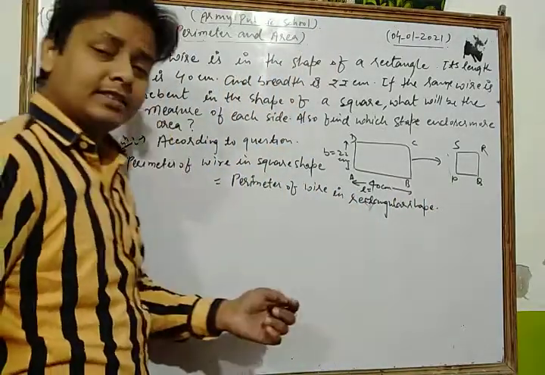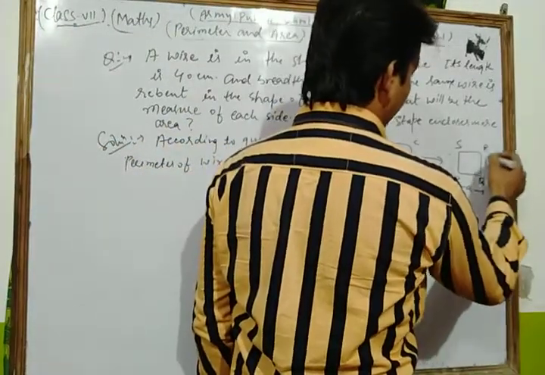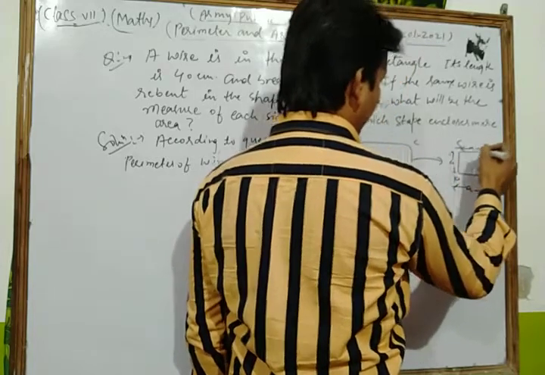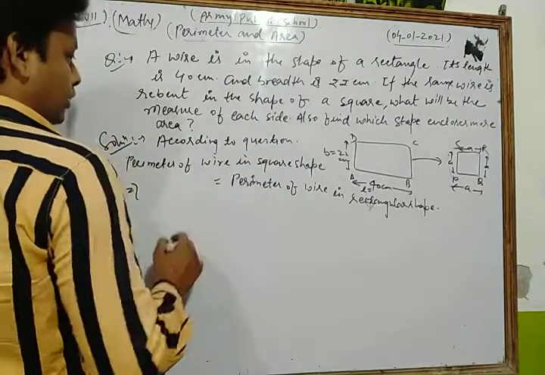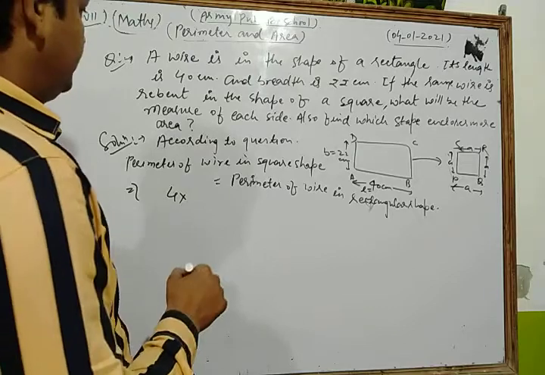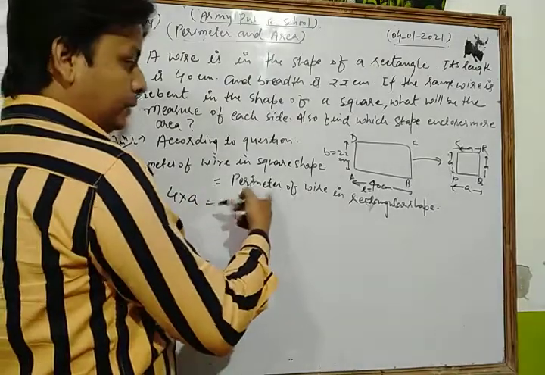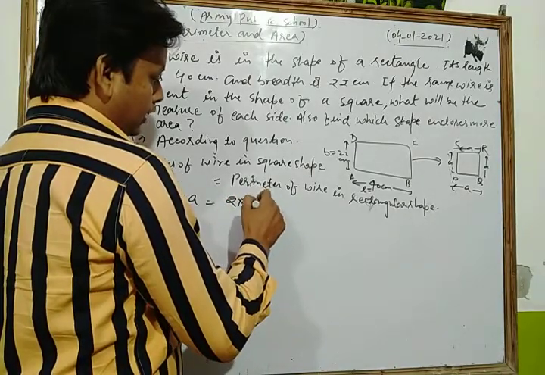Now let each side of the wire in square shape be A. Then the perimeter of the square shape is 4 into side. Now the perimeter of the rectangular wire, rectangle, is what? 2 into length plus breadth.